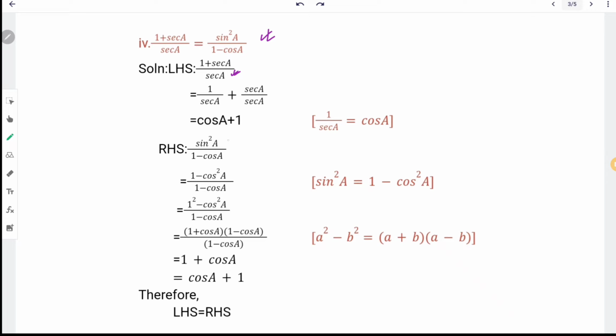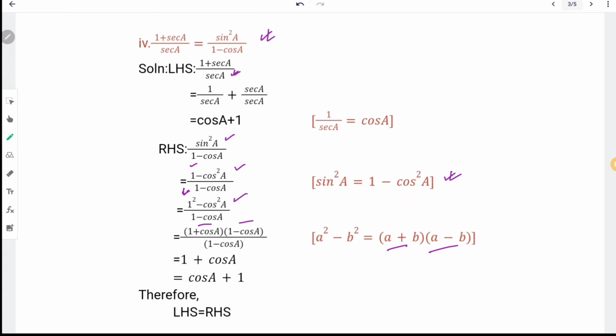Sine square a divided by 1 minus cos a, right? So the sine square a can be expanded in the formula 1 minus cos square a, right? And once again, instead of writing this 1, I'm going to write down 1 square, because same thing, right? 1 square equals 1. Once we have written that, now we're getting what? A square minus b square. All right, so we're going to expand it in the formula what? A plus b, a minus b, right?